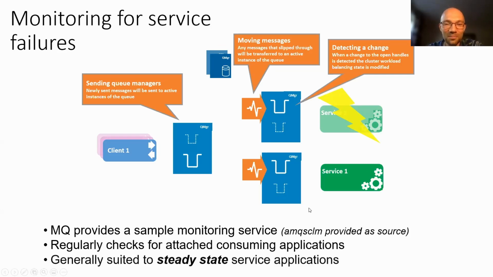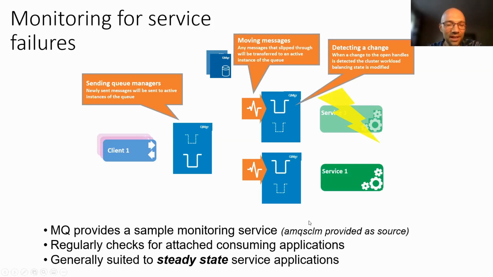Now, this method of monitoring and resolving the problem is obviously only suited to steady state applications. So these are ones where things are generally the same. So that service is connected to the queue manager and has an open handle on that queue to get messages for quite a long time. We don't expect the service to come and go rapidly.